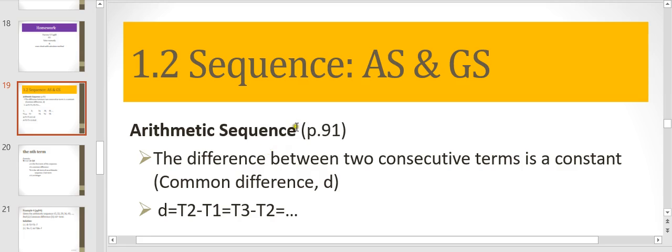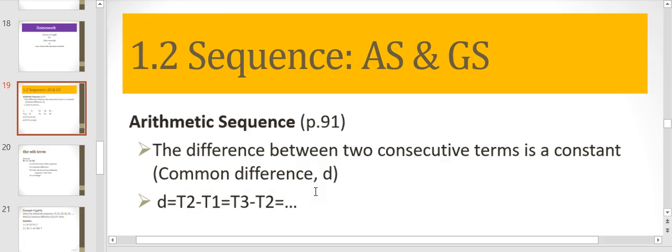Now, arithmetic sequence. The difference of an arithmetic sequence is the difference between two consecutive terms that is a constant, which is represented as a small d here. Consecutive means two continuous terms. So to get the difference, you can have term 2, where t represents term, minus term 1, or you can have term 3 minus term 2.